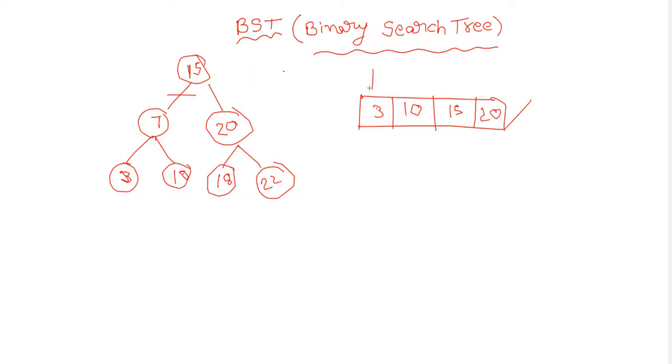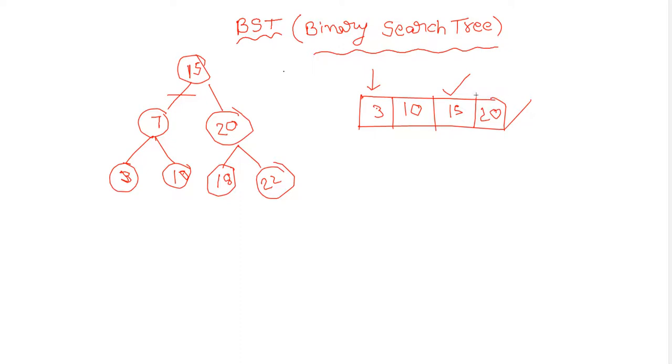Directly, I will search for the element at each position. Is it 15? No. Then I will go to the next element. Is it 15? No. I will go to the next element. Yes, it is 15. So I need to search each and every element in the array.